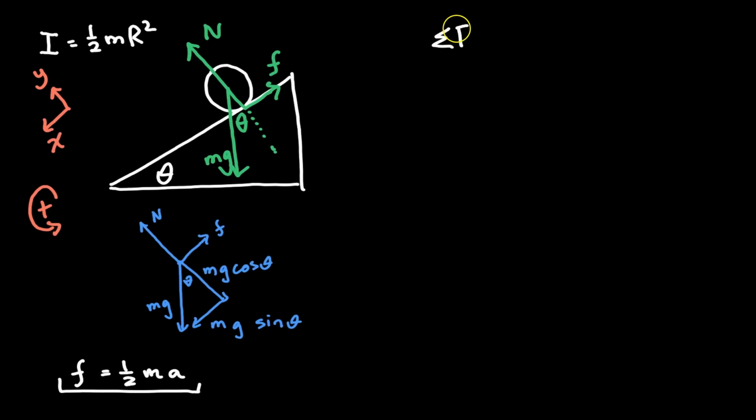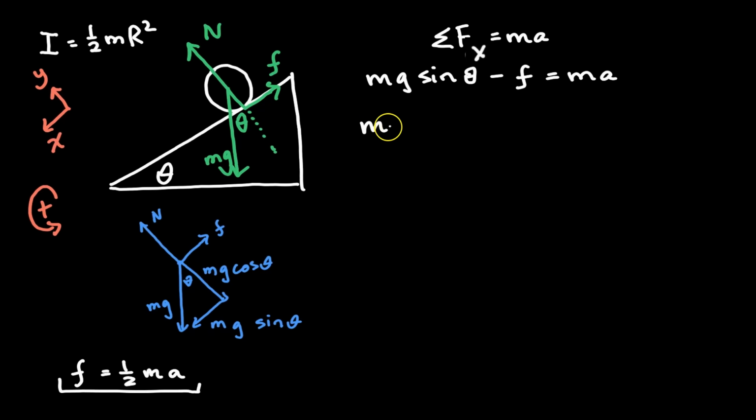Next, we're going to analyze the translational motion of this disk using Newton's second law. Net force in the x direction is equal to ma. The net force is the forces going in the positive direction minus the force going in the negative x direction. So we get mg sine theta minus the friction is equal to ma. Earlier, we found that friction is equal to 1 over 2 ma, so we'll substitute that into our equation. We get mg sine theta minus 1 over 2 ma is equal to ma.